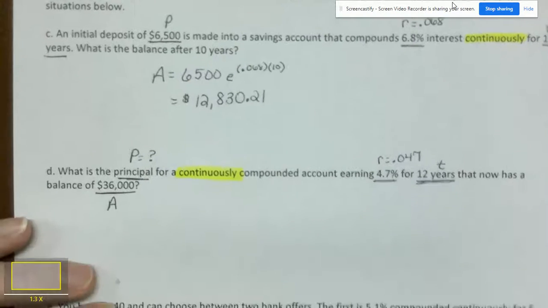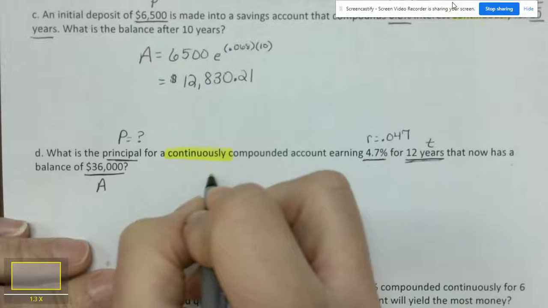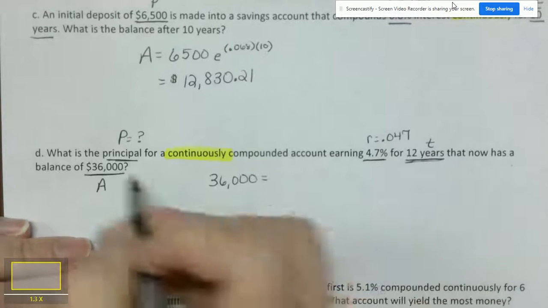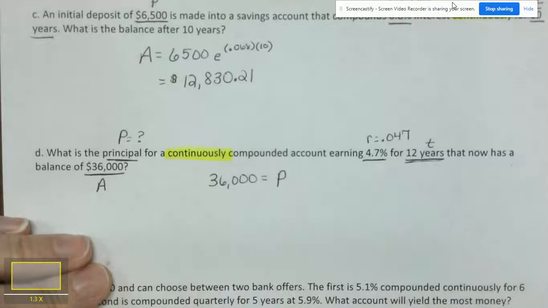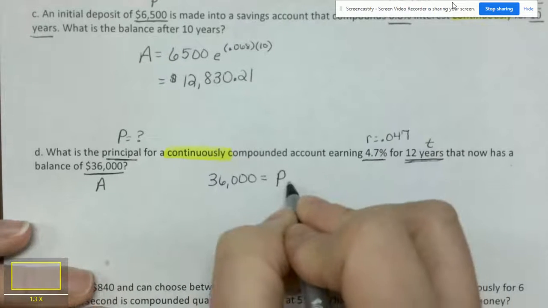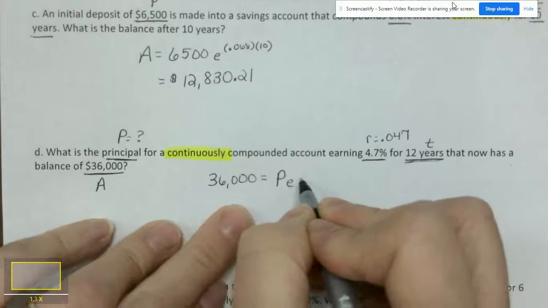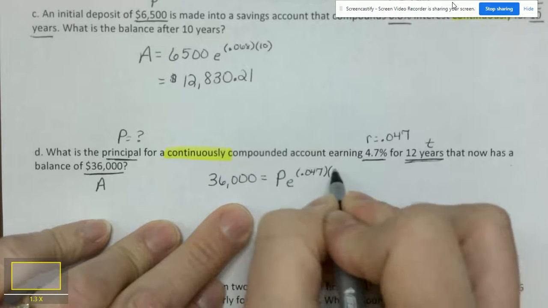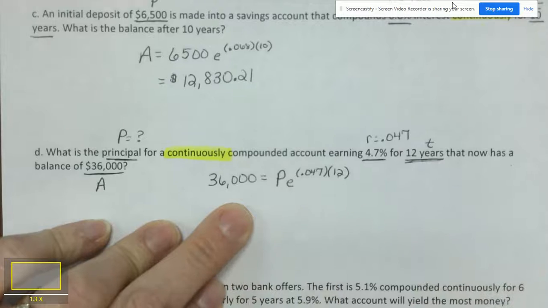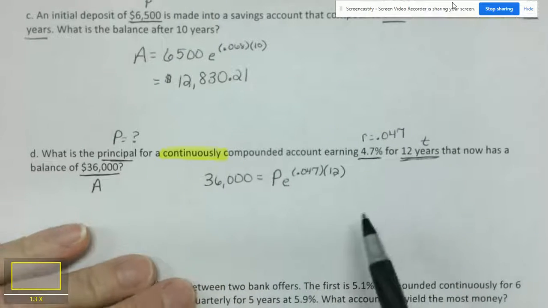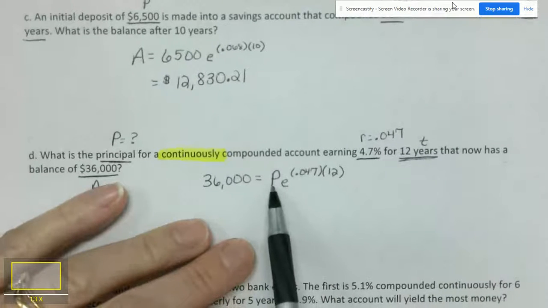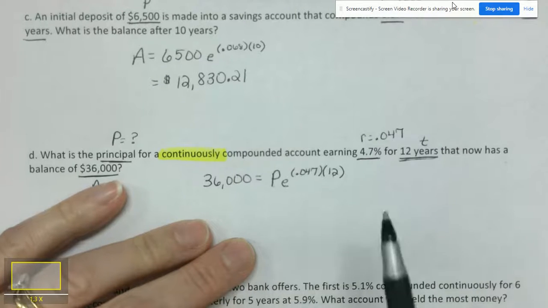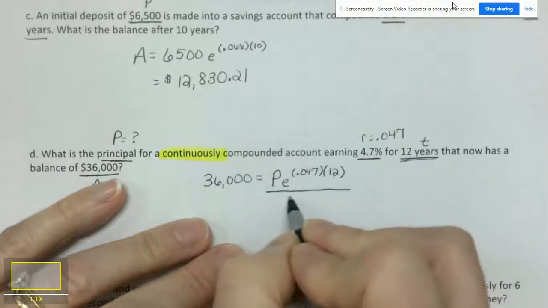Okay, so this one's set up just a little bit differently. So this is going to be 36,000. That's my A equals the principal. That's what I'm looking for, P. I don't know that one. And then Euler's number raised to the 0.047 times 12, R and T. Now, hopefully you're going to realize that between here and here is multiplying. So to undo multiplication, we're going to divide.